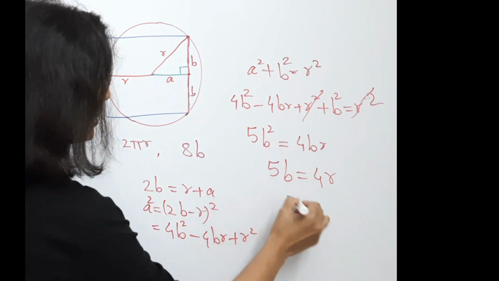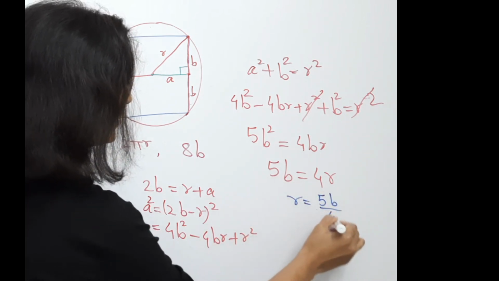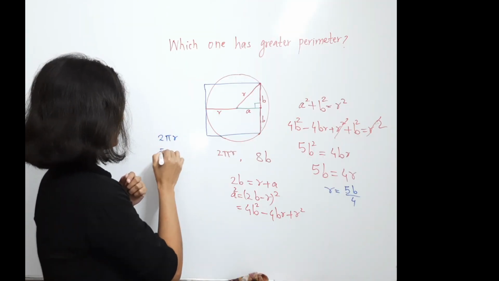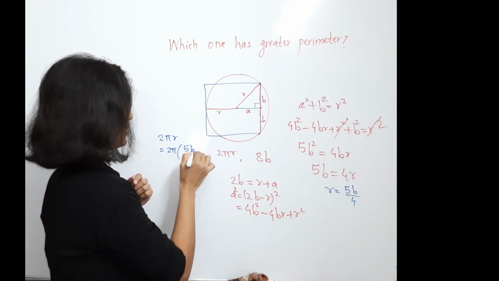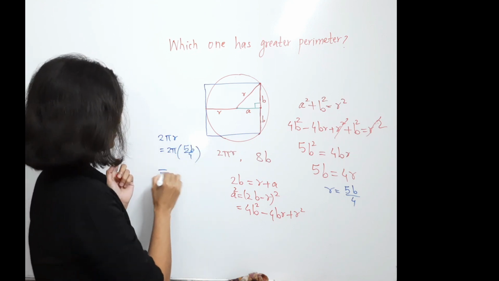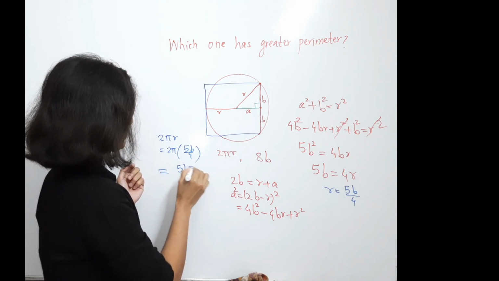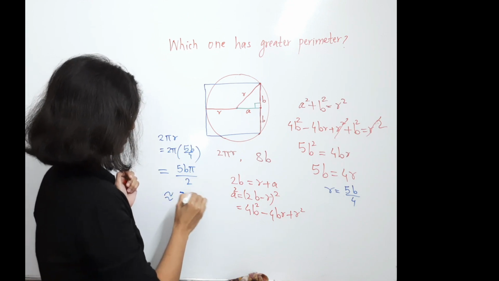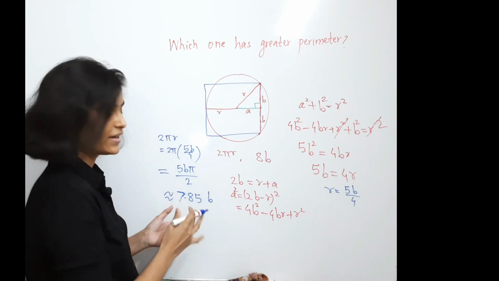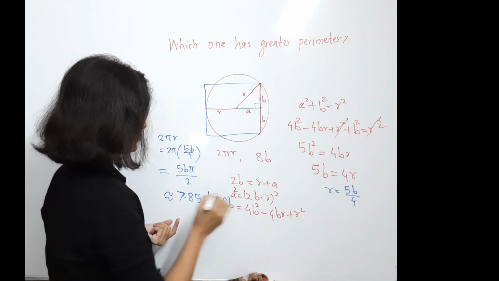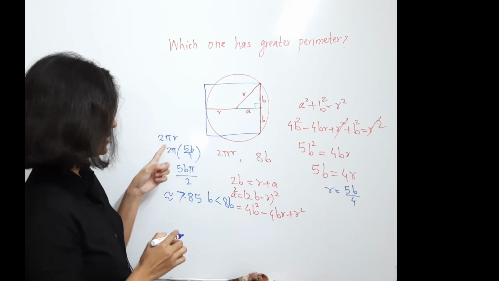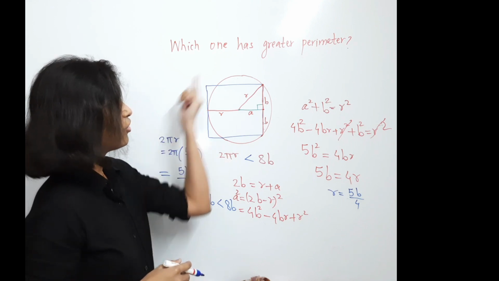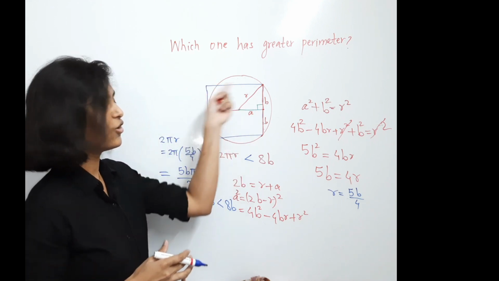So from here we have r is equal to 5 times b divided by 4. Now put the value here. So we have 2 pi r is equal to 2 pi times 5b divided by 4, right? Simplify this. So this is 5b times pi divided by 2, which is approximately 7.85 times b. Now clearly this is less than 8b, right? That means 2 pi r is strictly less than 8 times b. That means the perimeter of the circle is less than the perimeter of the square.